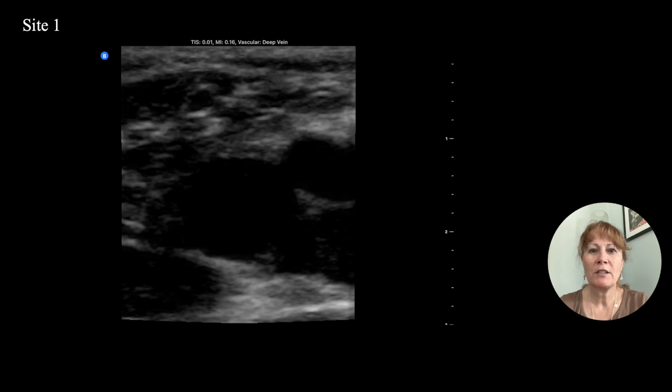Okay, thanks for submitting your images of DVT and heart. They were really quite good. So let's go over the ones I selected that you'll learn the most from and that were your best images.